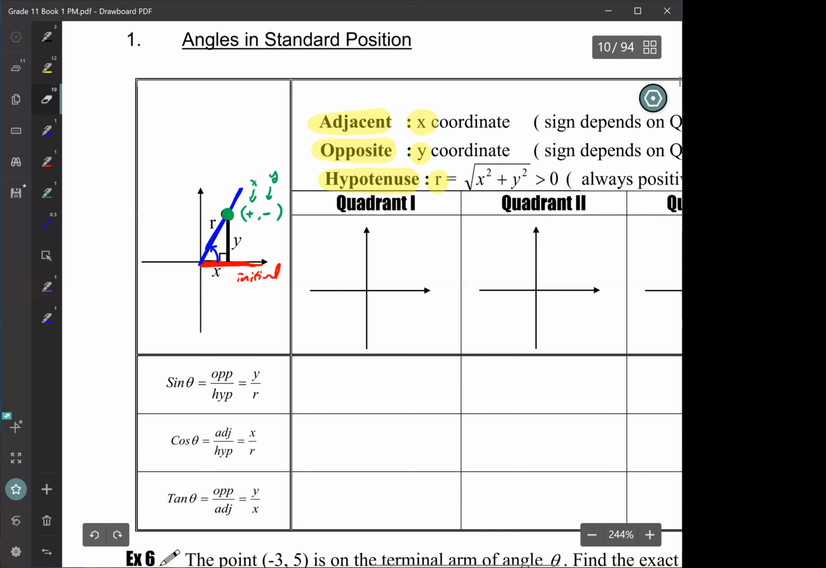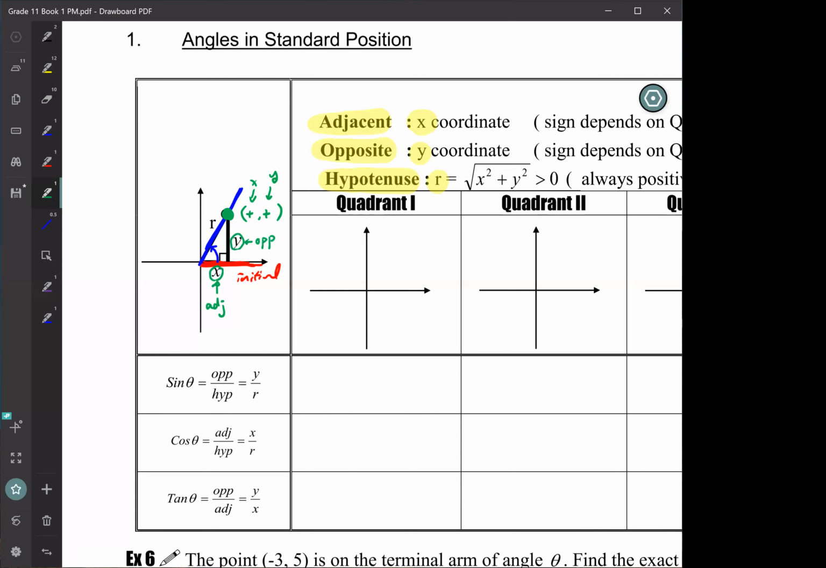It has to be both positive to be there. So that's why the adjacent side will be the x value. So this is the adjacent. And then the y value will be the opposite.